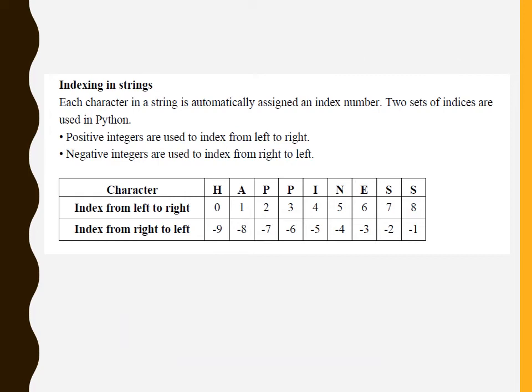Indexing in the string. Each character in a string is automatically assigned an index value, an index number. So two sets of indexes are used in Python. Positive integers are used to index from left to right. Negative integers are used to index from right to left.